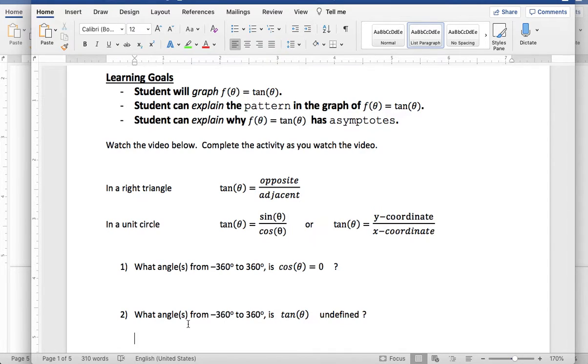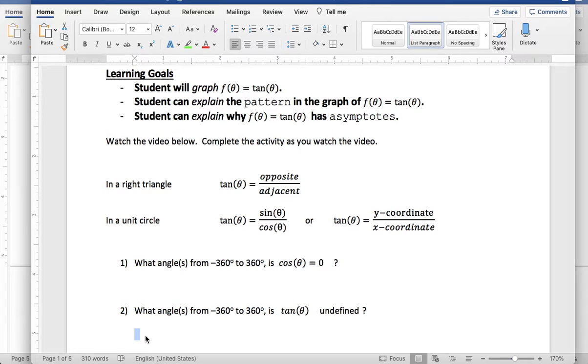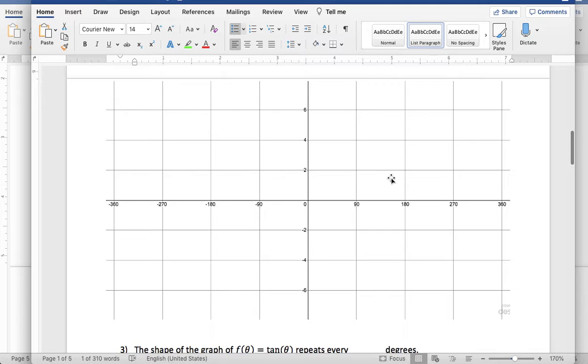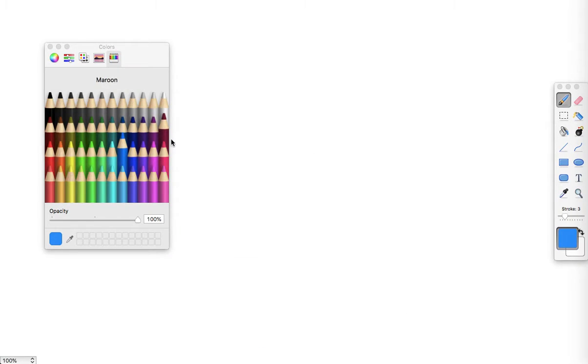All right. So all these places that you wrote here for number 2 that are undefined, there's an asymptote there. What I want you to do is go to your graph, and everywhere that tangent of theta is undefined, I want you to draw an asymptote. A quick review on how to draw an asymptote. So wherever it's undefined, you're going to be drawing this vertical line like this, a dotted line.